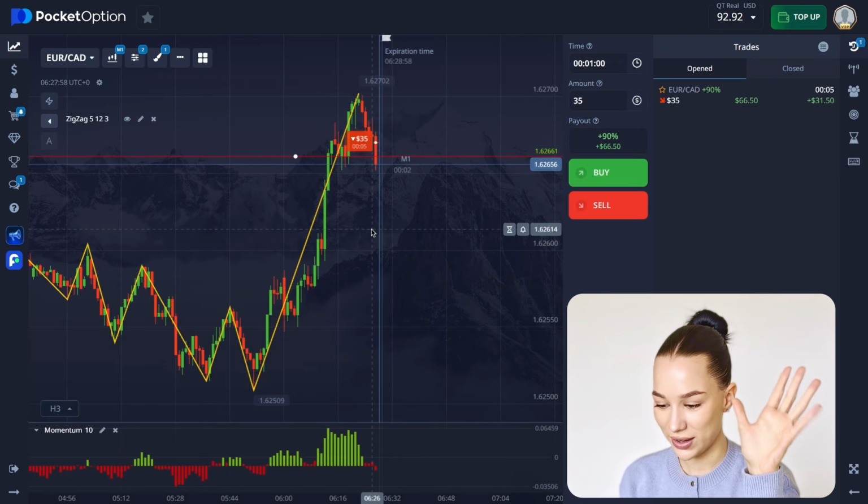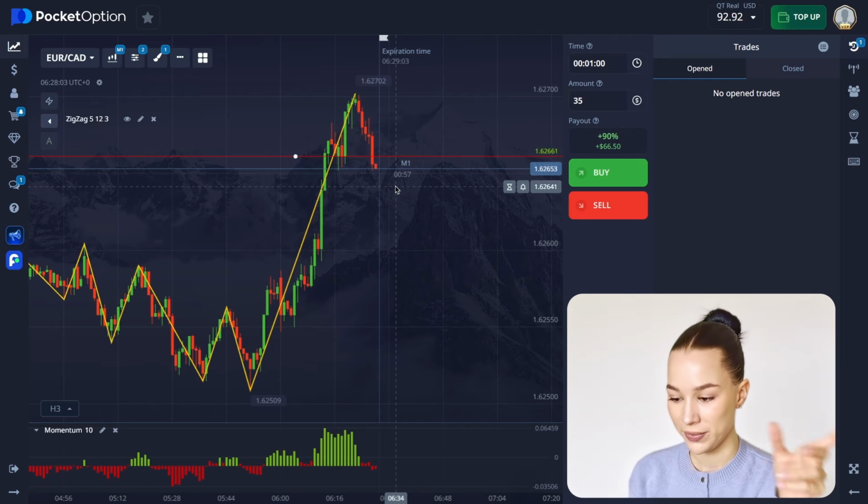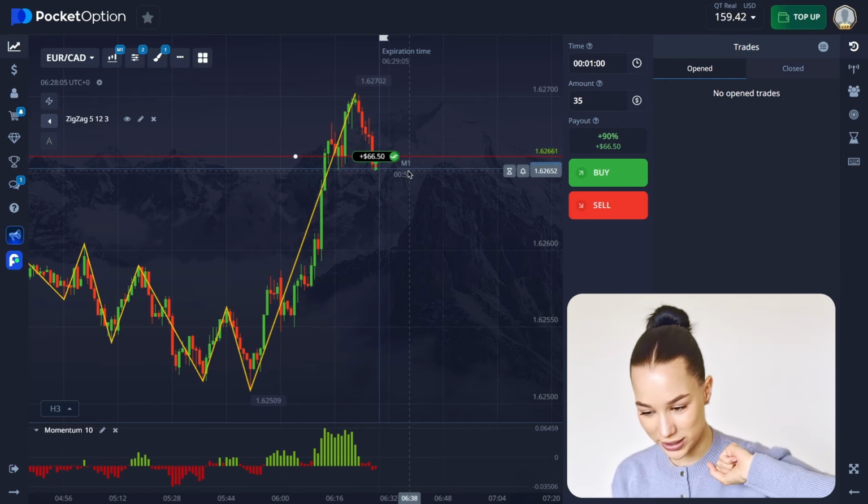So let's wait. It's 5 seconds. 4, 3, 2, 1. And we close this trade at a plus. Okay, perfect. So guys, now the result is $159. I think this is pretty good for just 3 trading sessions of 10 minutes each, but it's not the end. It's gonna be a 4th trading session now.